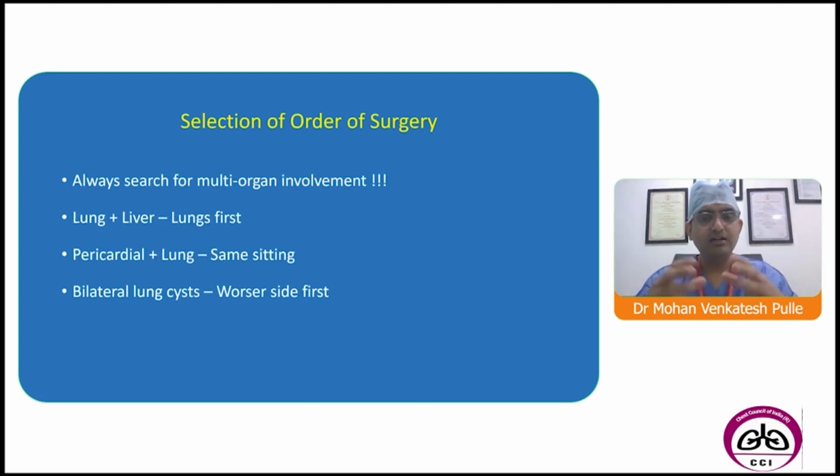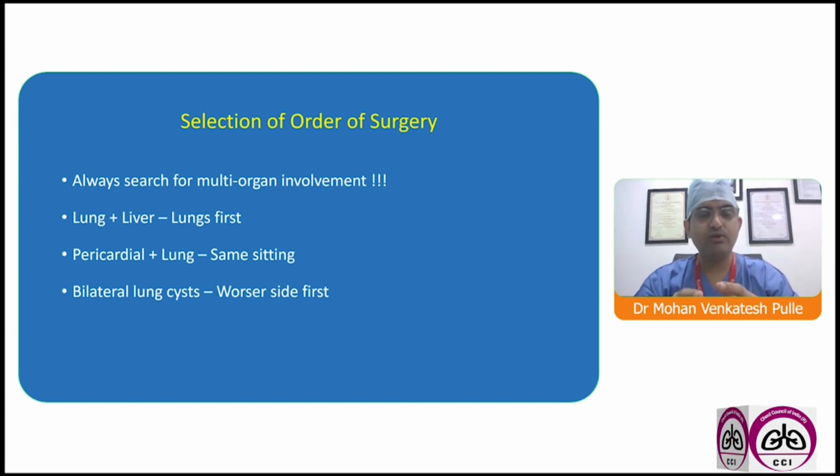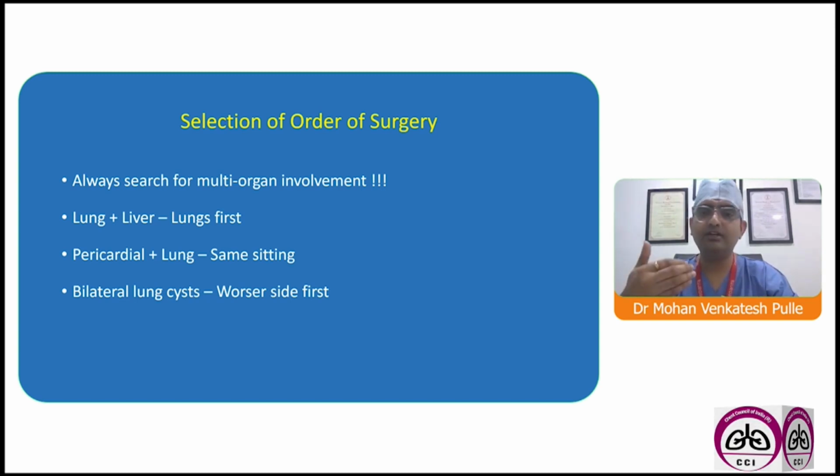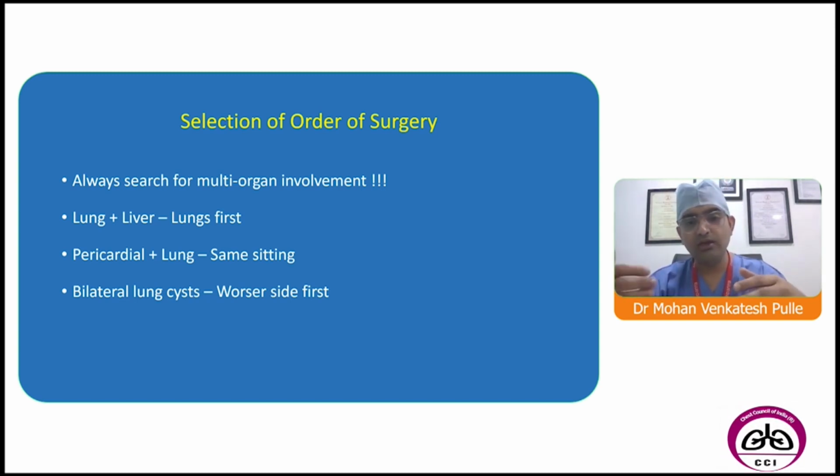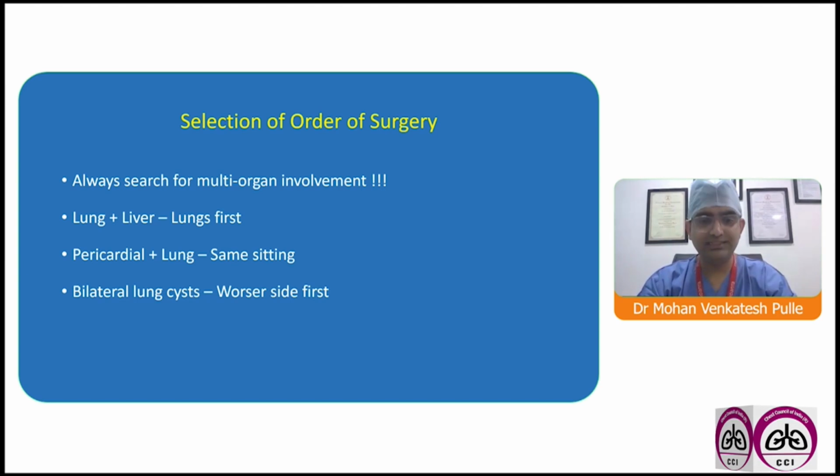So once you have ruled out the multi-organ involvement, sometimes we have patients with lung and liver hydatid cysts. The priority goes for lung. So in such situations, we have to operate the lungs first, and then we can address the liver in the same sitting, or we can do it sequentially also. In case of pericardial and lung involvement of hydatid disease, in the same sitting by either sternotomy or clamshell thoracotomy, you can treat both the diseases.